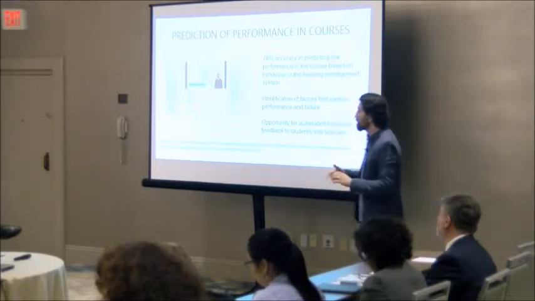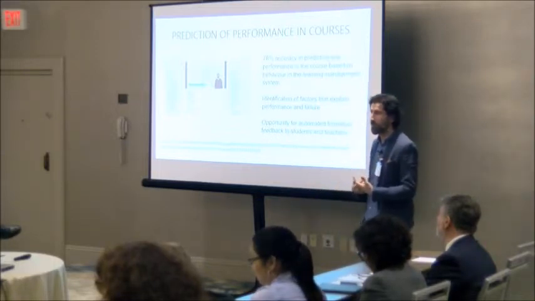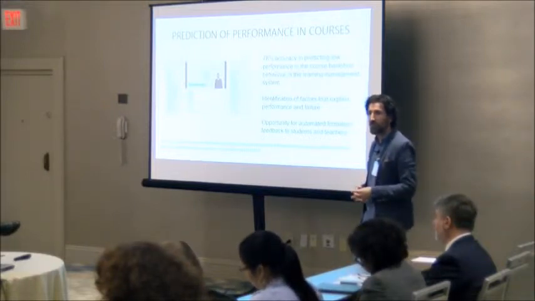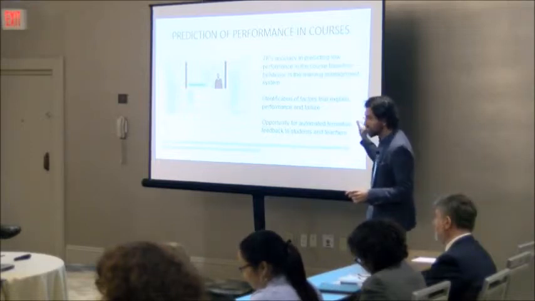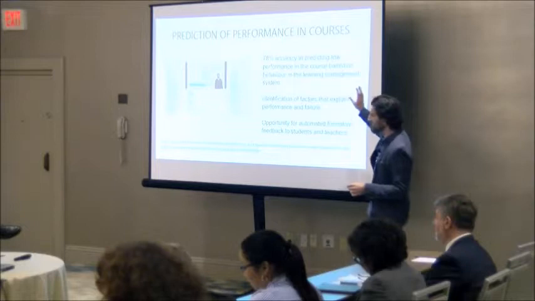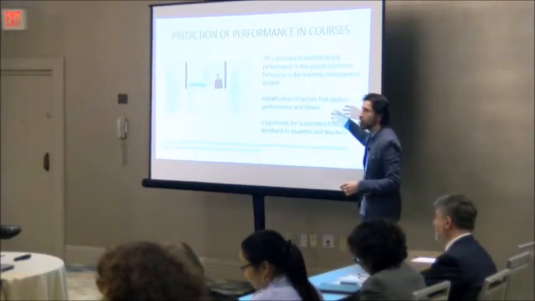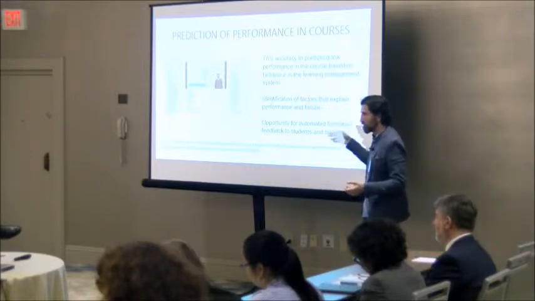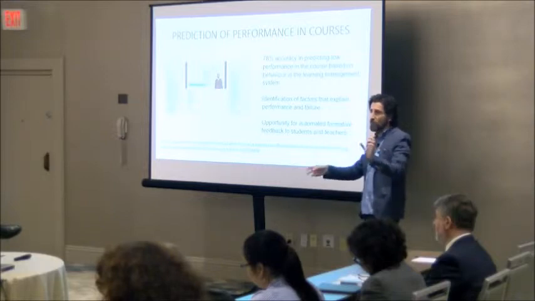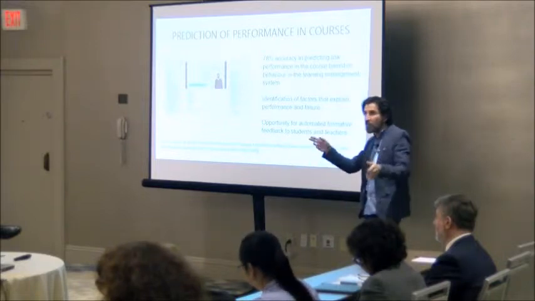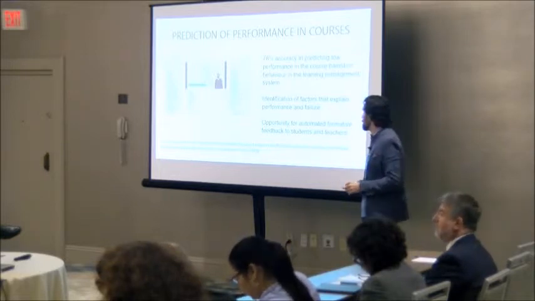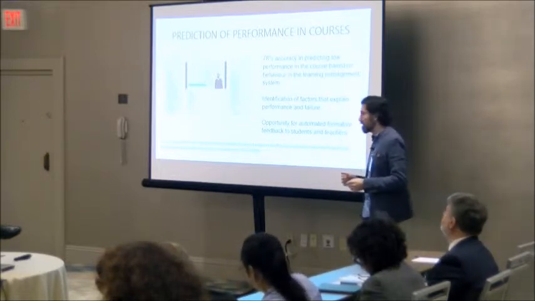Now, this is not a perfect number, but it's better than random, and better than what we can do with our human brains only, and it's a work in progress. So besides the prediction here, we also learned and could identify the factors that explain performance and failure. We could cluster low and high achievers in terms of the variables, and we could characterize their behaviors and see how they differed.